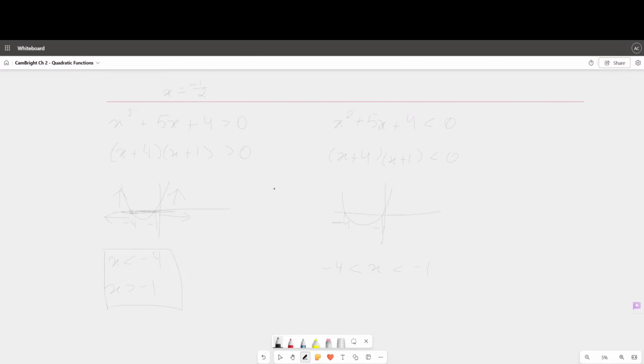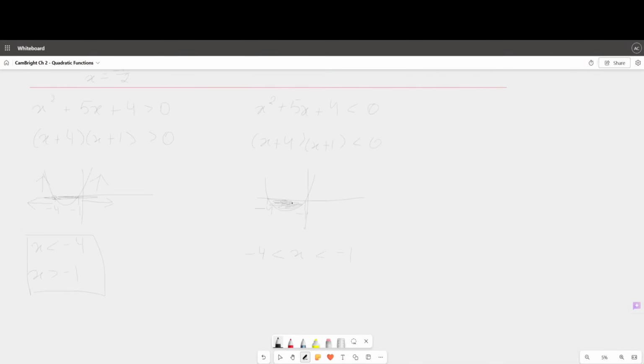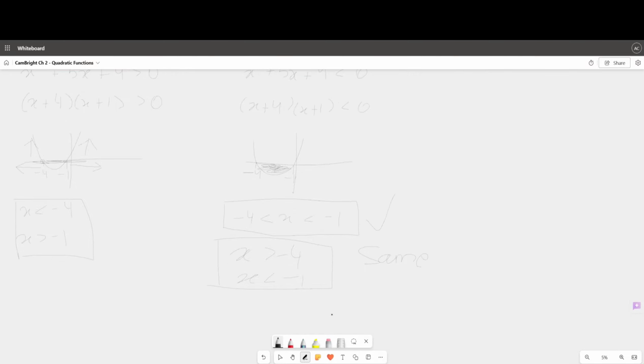Unless there are no x-intercepts, then it's just the entire graph or none of the graph, like where the discriminant is less than 0, so it doesn't intercept the x-axis. The same thing here, but less than 0, so it's just between this shaded area here. You could also write it like this, but these two are equal. This and this are the same, but this one is more preferred over this one.